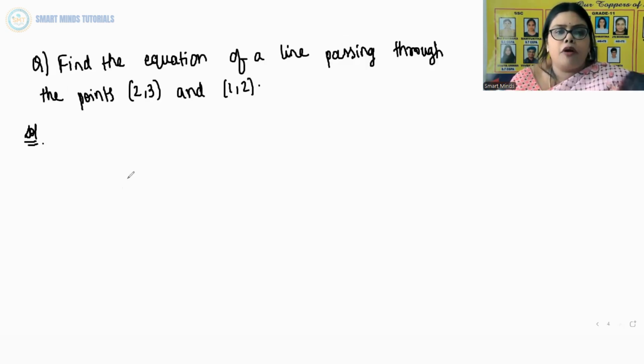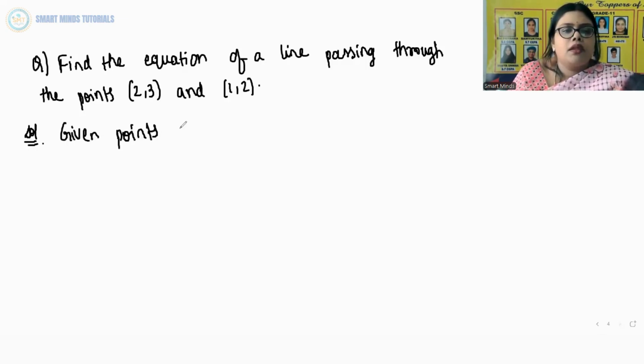Let us take a problem now. We will see how to find the equation of a line when two points are given. So here, what are the two points? 2, 3 and 1, 2. So first let us see what are the given points. The given points are A(2, 3), B(1, 2).